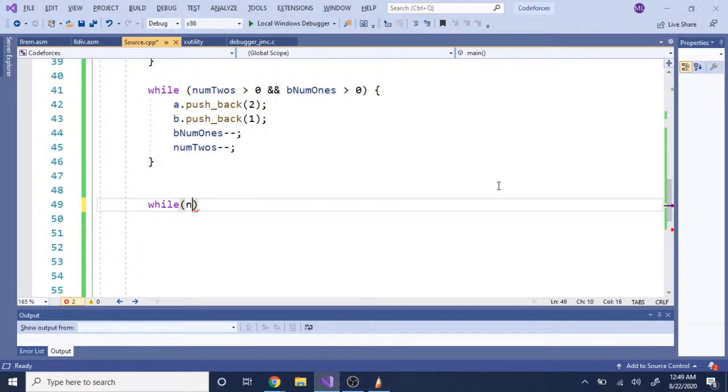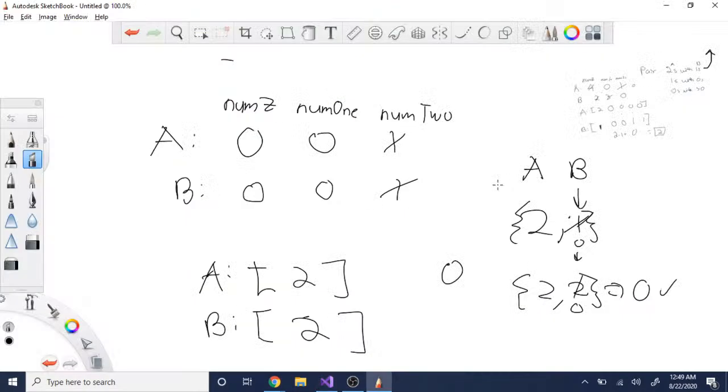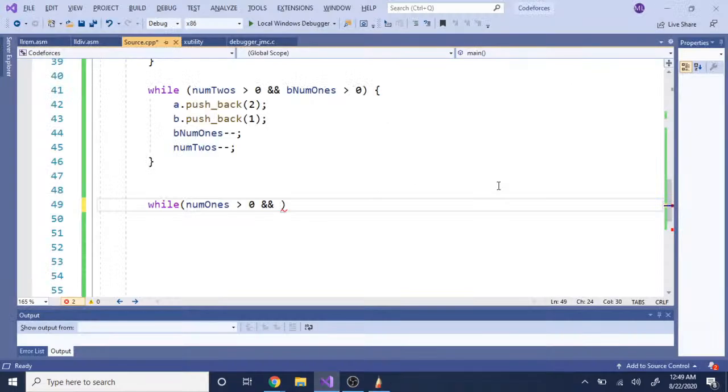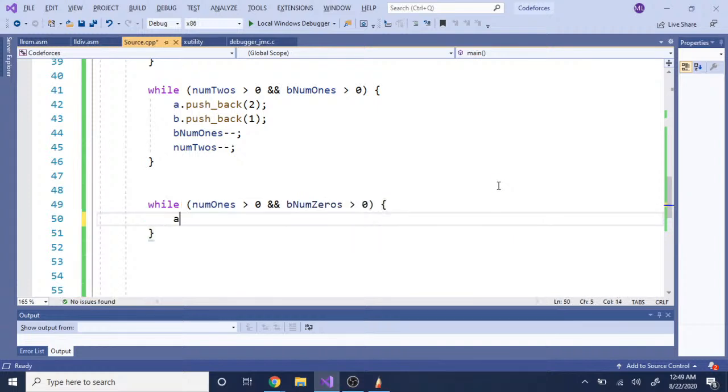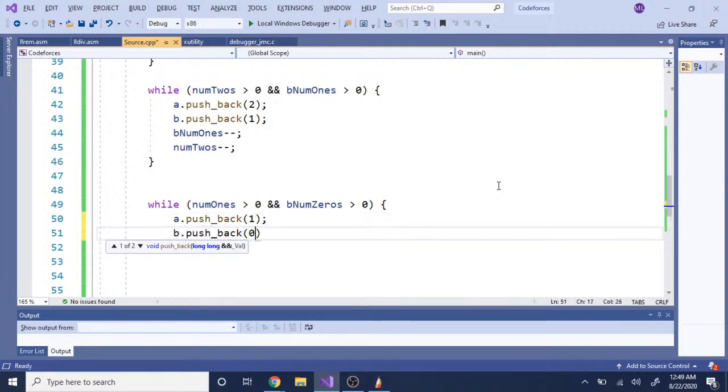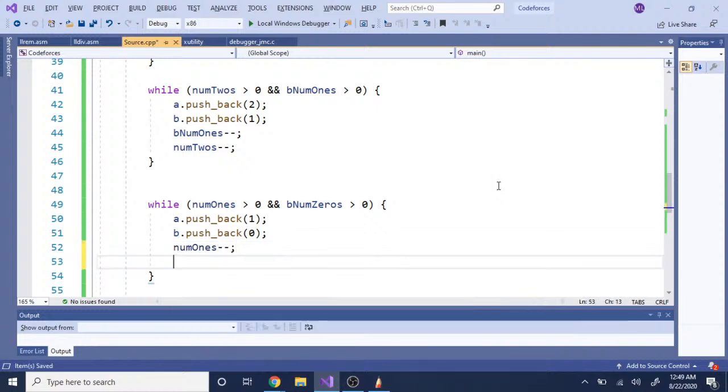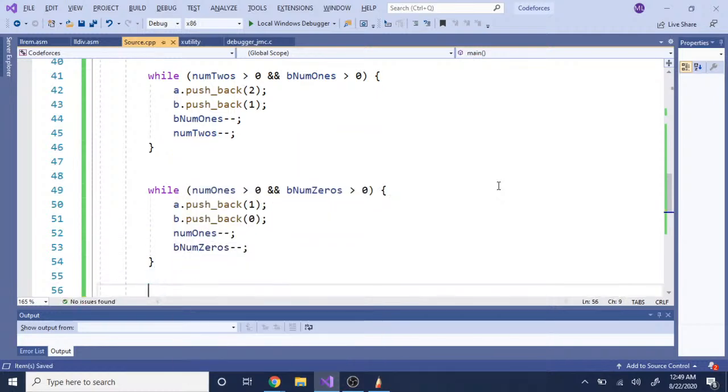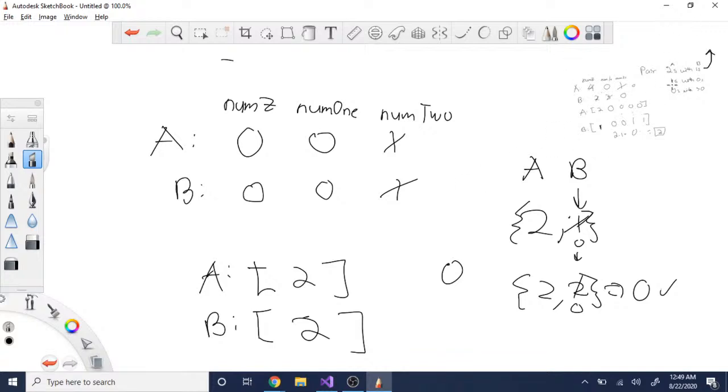Let's pair this. So while number of 1's is greater than 0, we're going to pair with 0's. So B num 0's. So now we're going to do A dot pushback a 1, and then B dot pushback a 0. And then we're going to subtract the number of 1's, and then subtract B's number of 0's. We're going to do the same thing next.